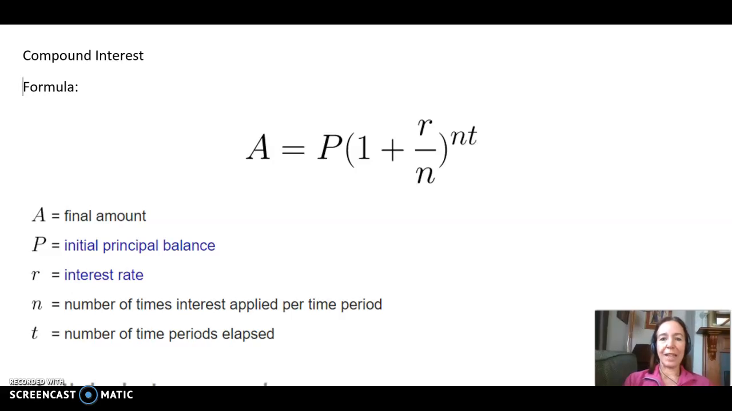Today we're going to be looking at compound interest. Now compound interest has a formula and it will be given to you in any tests that we give you, if we have any tests this year. So basically we're looking for the final amount. The final amount includes the interest and everything.